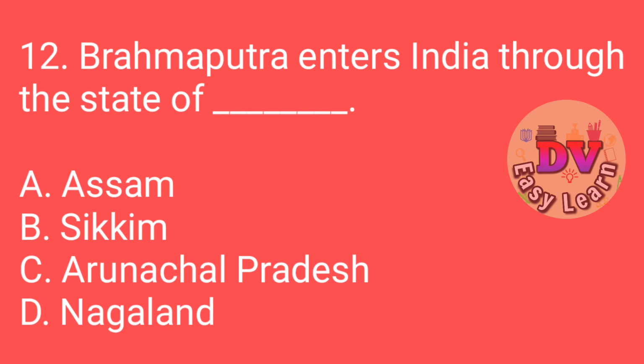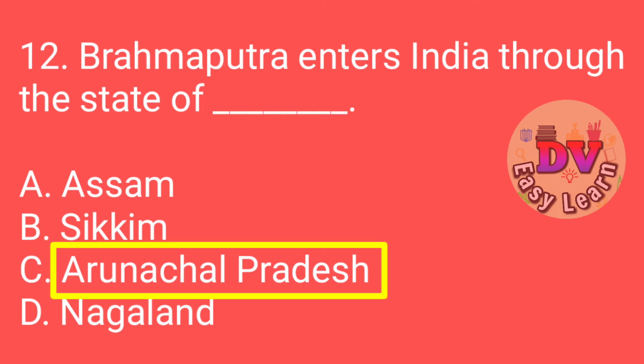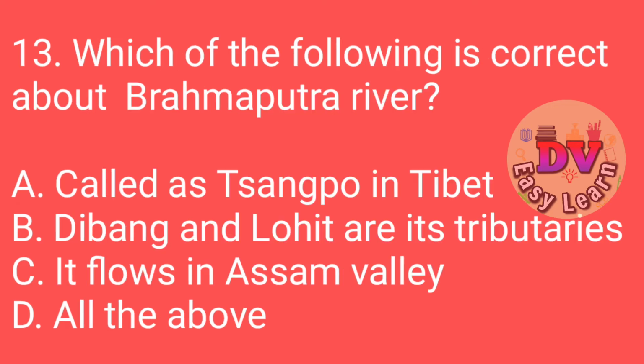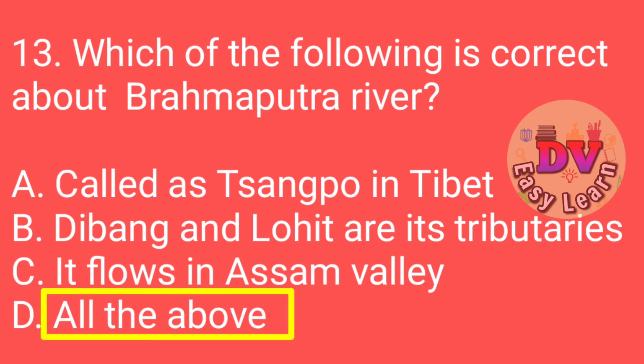Question number 12. Brahmaputra enters India through the state of. Correct answer: Arunachal Pradesh. Question number 13. Which of the following is correct about Brahmaputra river? Correct answer: all the above. Called as Sangpo in Tibet, Dibang and Lohit are its tributaries. It flows in Assam Valley.